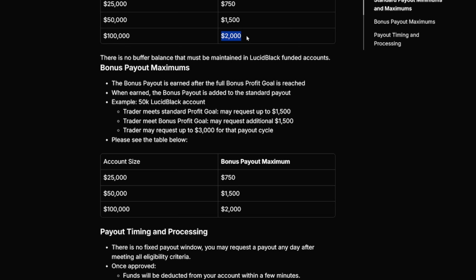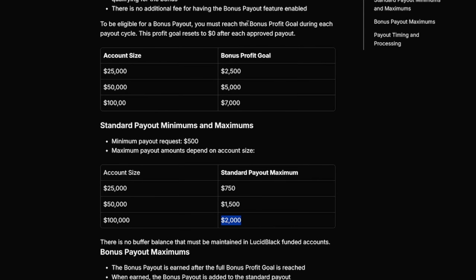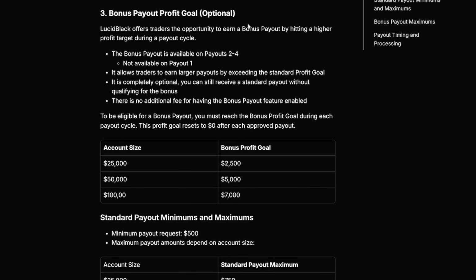But let's think about something real quick, because as we're looking over these rules, notice one thing. To be eligible for a bonus payout, you must reach the bonus profit goal during each payout cycle. This profit goal resets to 0 after your approved payout. And we want to think about this. If we can get a normal payout at $3,000, by making an additional $2,000, we only get an additional $1,500.